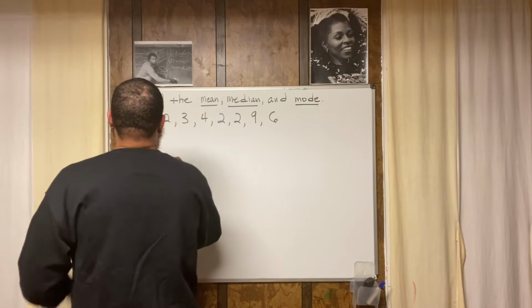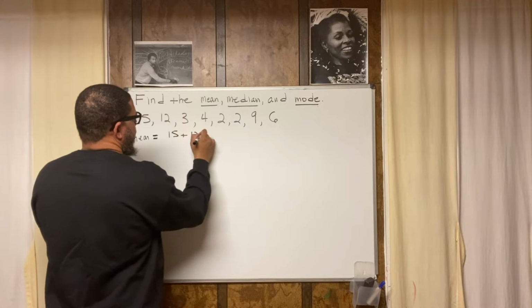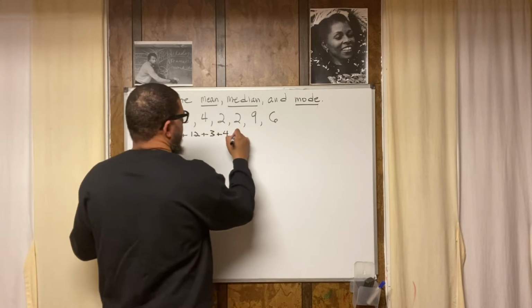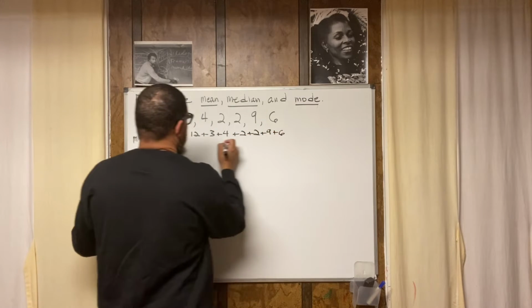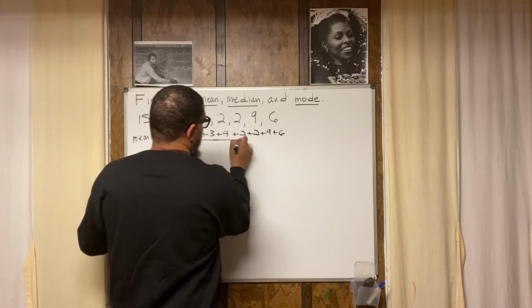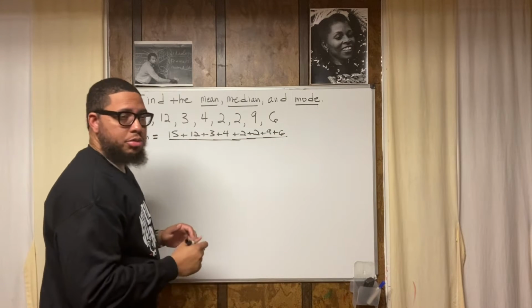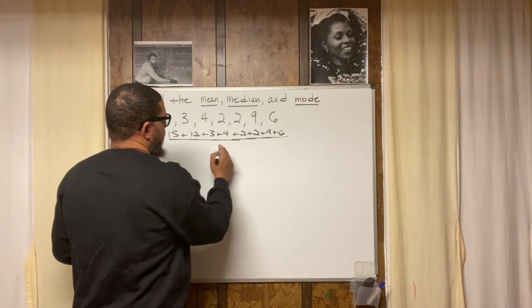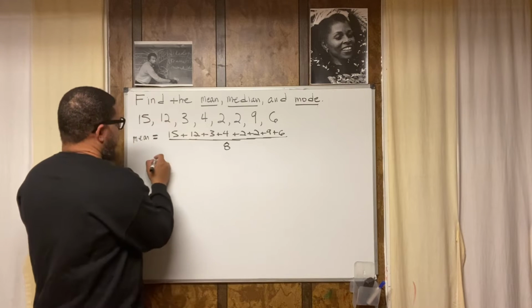It's basically a fraction. So we have 15 plus 12 plus 3 plus 4 plus 2 plus 2 plus 9 plus 6, and that's going to be the numerator of our fraction. Then we have to count to see how many numbers we have. We have 1, 2, 3, 4, 5, 6, 7, 8. And that's the number we divide by.